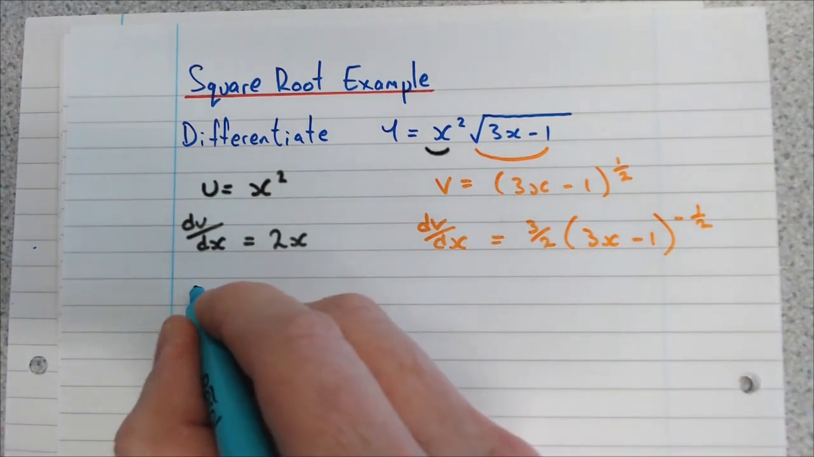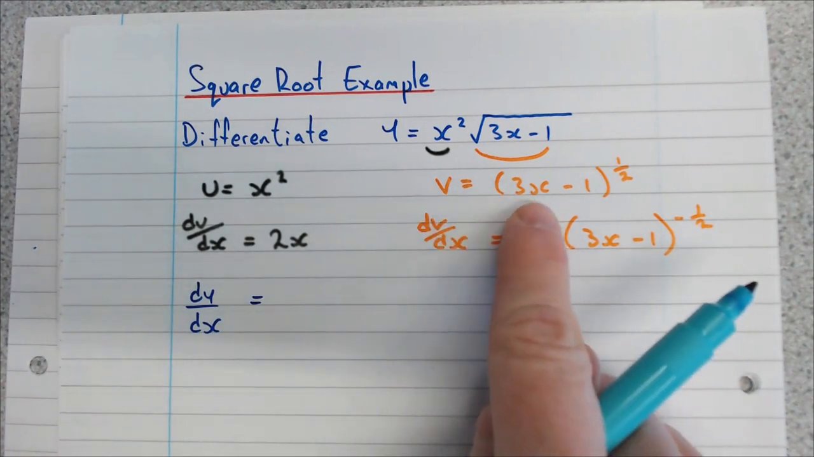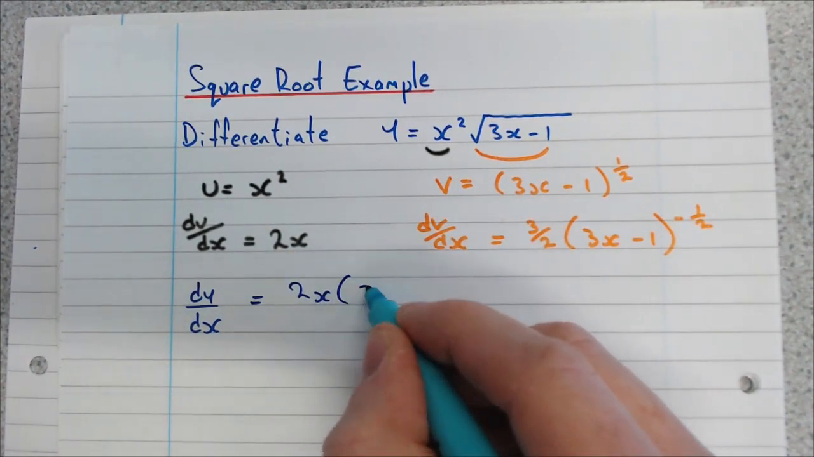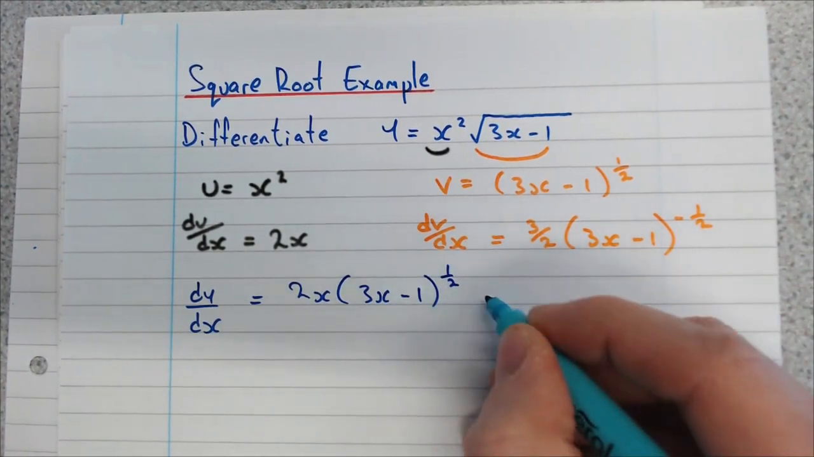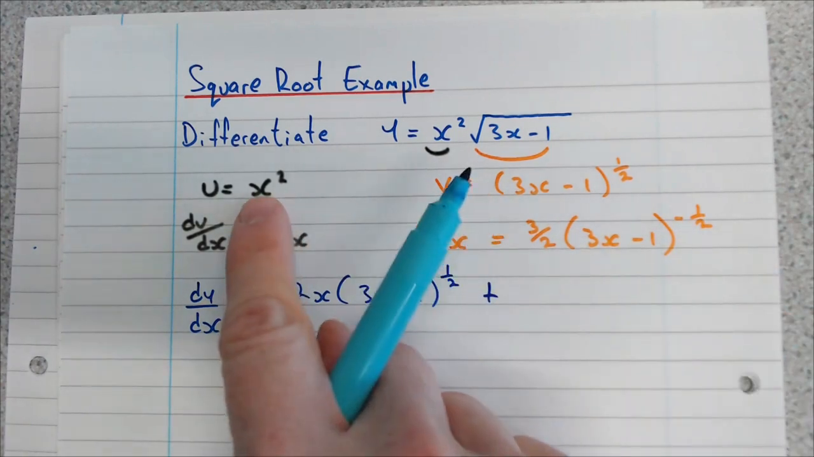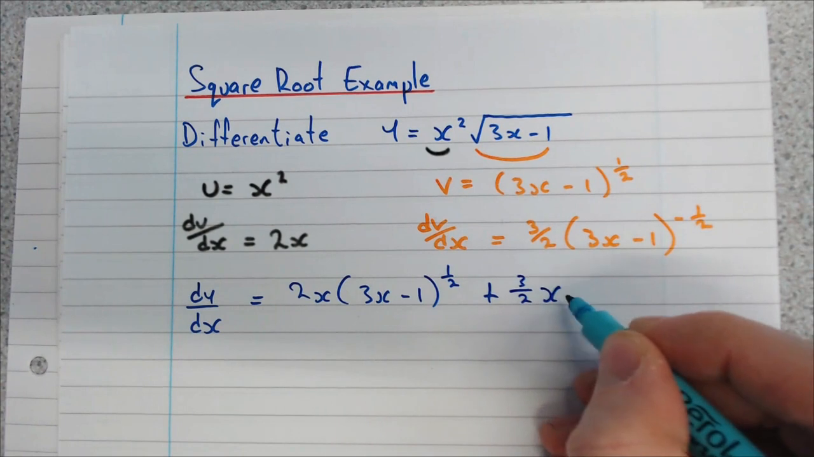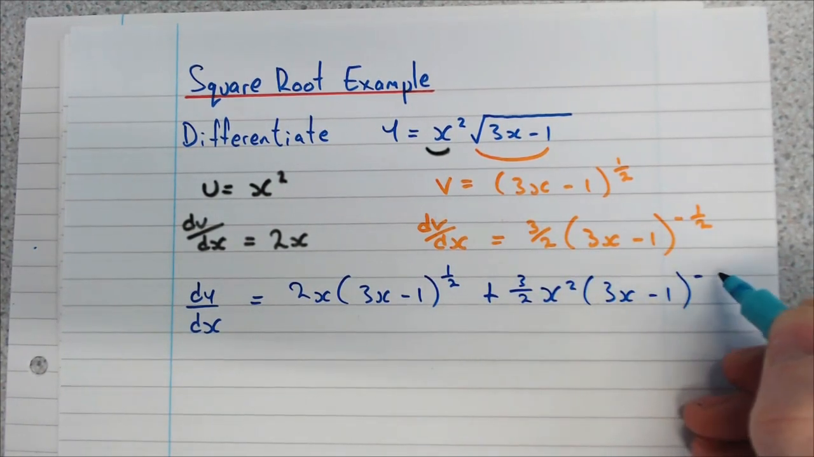And again, simply stick them in your product rule. So dy/dx is v times du/dx, so 2x times (3x minus 1) to the power of a half, plus u times dv/dx. Now, x squared times 3 over 2 should be just 3 over 2 x squared, and then stick your bracket in as well: (3x minus 1) to the power of minus a half.